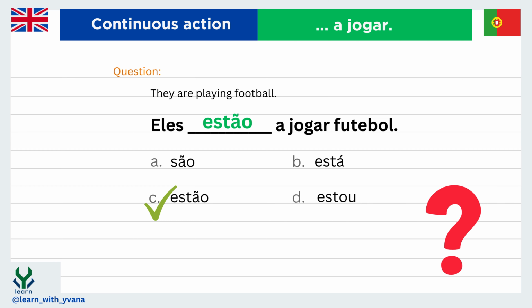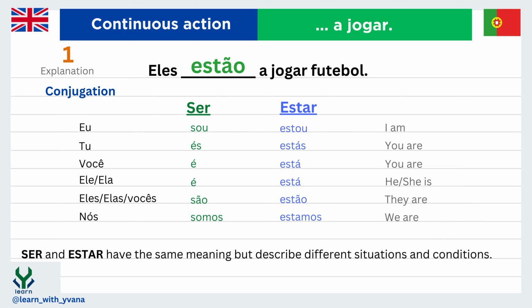Why? Why is our best teacher, right? Let me answer this why for you. When we are talking about continuous action, that means what we are doing at the moment, we use the estar verb. Ser and estar are the main Portuguese verbs that translate to the verb be in English. I have a complete video lesson on estar and ser verbs. You can learn from that video after this lesson or go there from the link here, watch it and come back. We only need the estar verb right now.